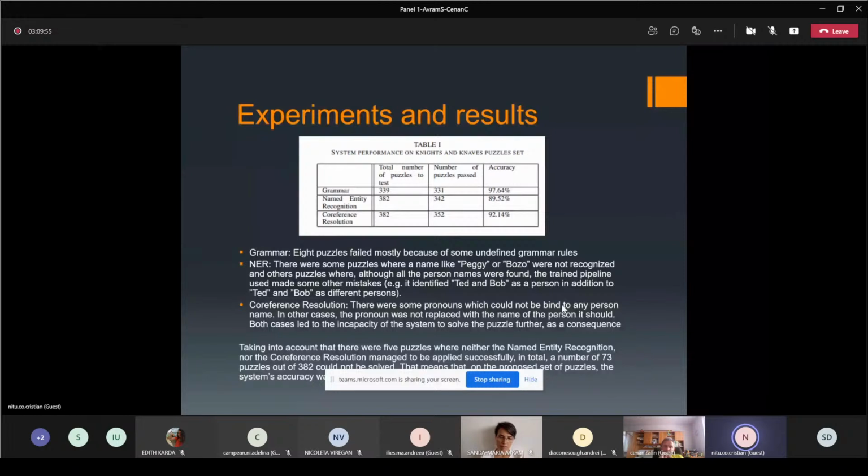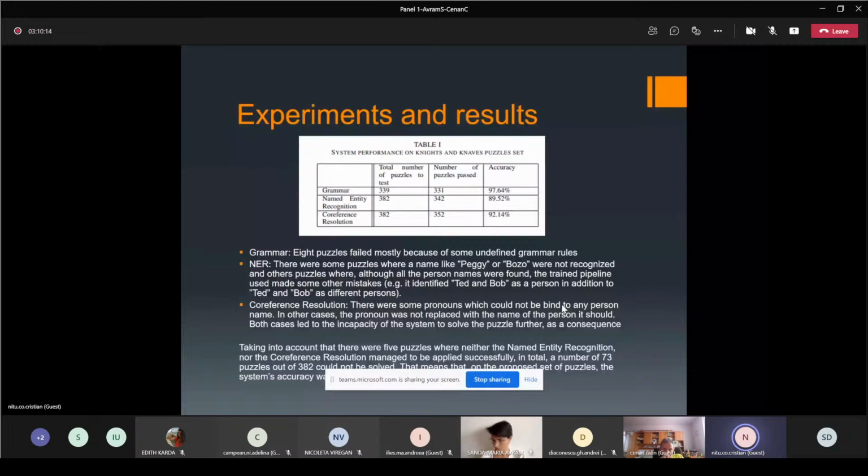The coreference resolution had an accuracy of 92.14%. And there are also pronouns which could not be bound to any person names. In other cases, the pronoun was not replaced by the name of the person it should. Both cases led to the incapacity of the system to solve the puzzle further as a consequence.